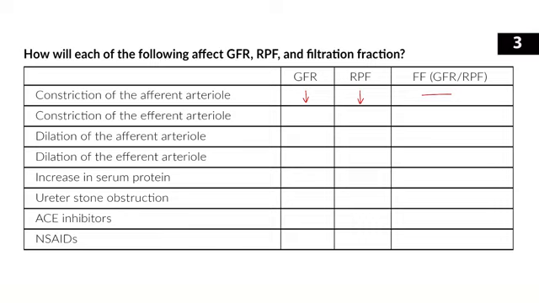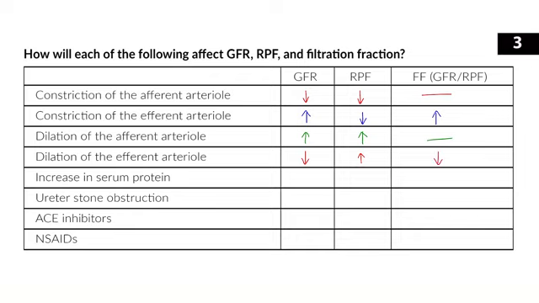Constriction of the efferent arteriole, again, this is what angiotensin II does. So GFR would increase, renal plasma flow would decrease, and filtration fraction would increase. Then dilation of the afferent arteriole will cause an increase in GFR, increased renal plasma flow, and no change in filtration fraction. Dilation of the efferent will decrease GFR, increase renal plasma flow, and decrease filtration fraction.